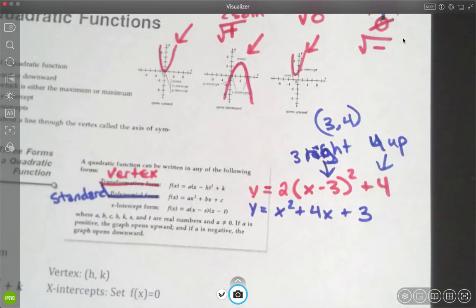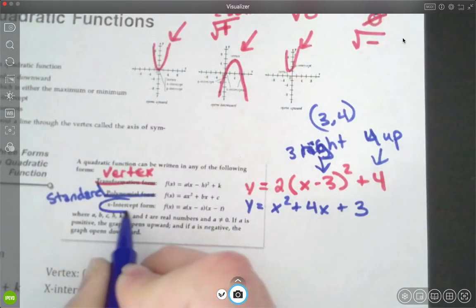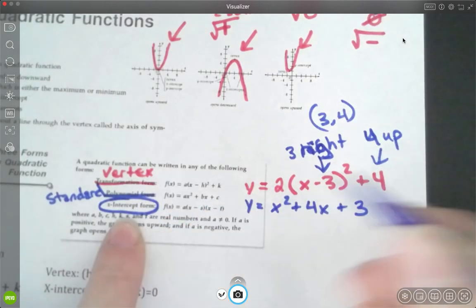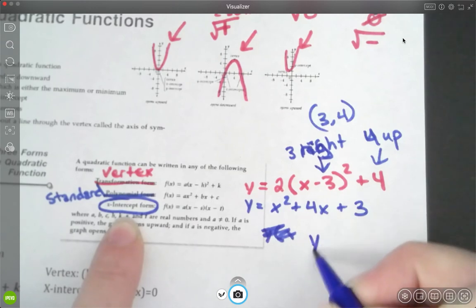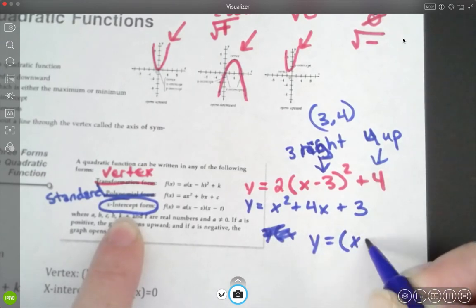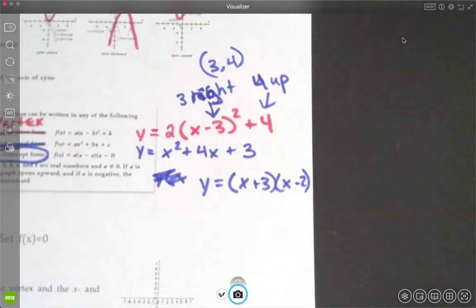And then x-intercept form. You won't see this one very often. I do call this x-intercept form. I'll give you an example. y equals (x plus 3) times (x minus 2). You don't usually have quadratic functions start out in this form. You're trying to get it to this form.